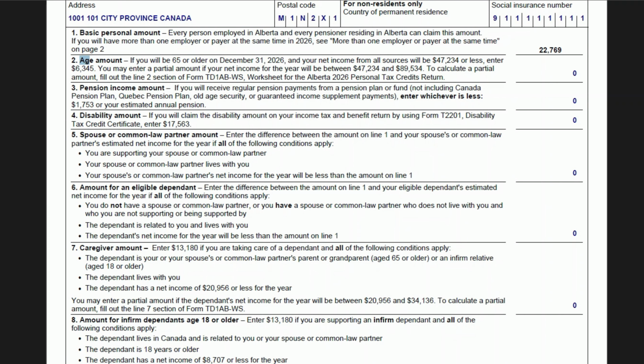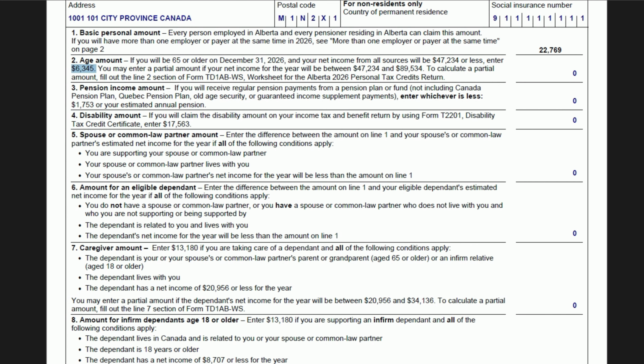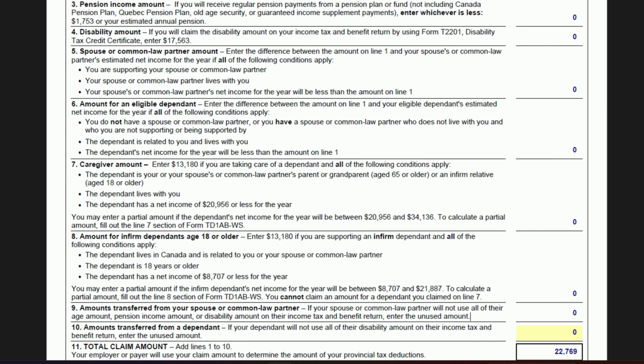For example, they worked on their age amount and they were eligible for the 6,345, but they have only claimed $1,000 instead. So the balance of 5,345 can be transferred to you, and when that transfer is done, you will enter the difference amount as 5,345. If there is no difference and there is no unused amount, in that case, make an entry as 0, and the same will be done in case of the dependent. Once the working is done, you will make the entry here.